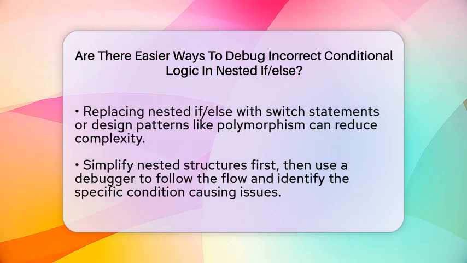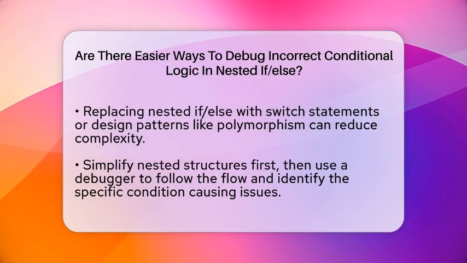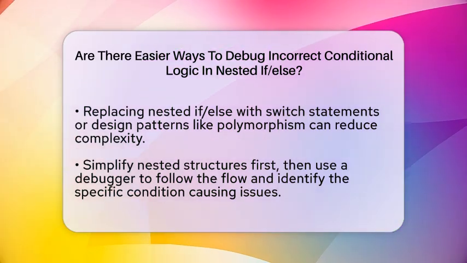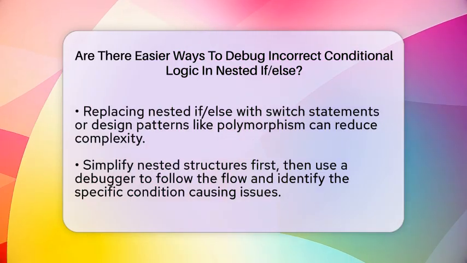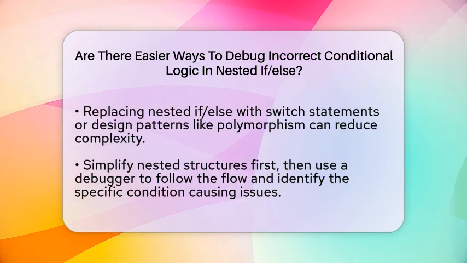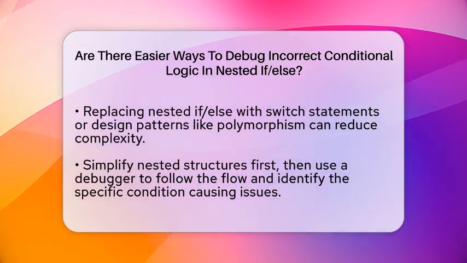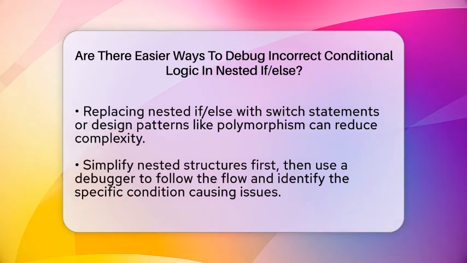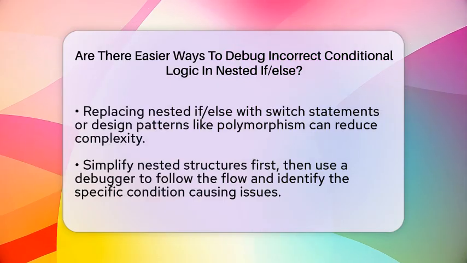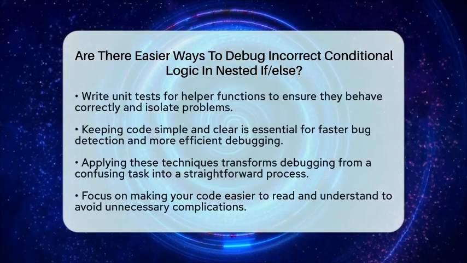Assigning complex conditions to boolean variables is another useful step. For example, instead of writing if a and b or c, you write isConditionMet equals a and b or c, then you check the value of isConditionMet. It makes your code more readable and allows you to verify each part separately. Sometimes, replacing nested if and else statements with switch statements or applying design patterns like polymorphism can reduce complexity. These methods are especially helpful when you have many conditions based on the same variable.